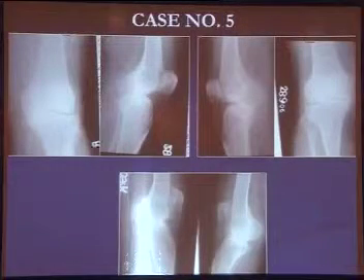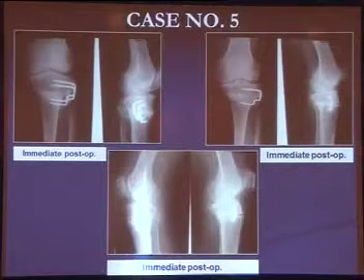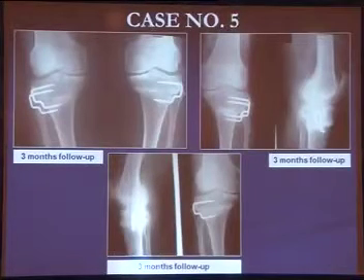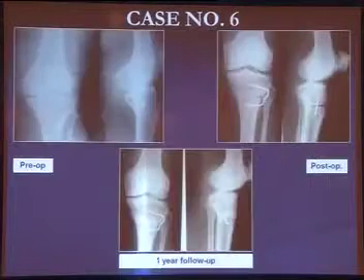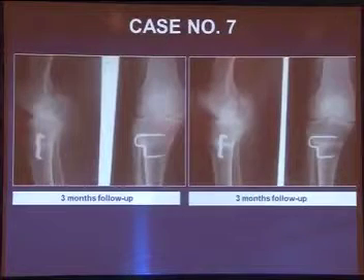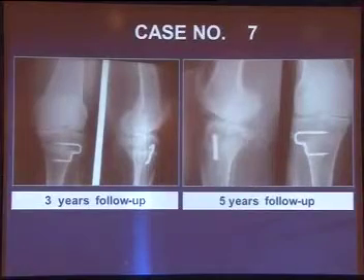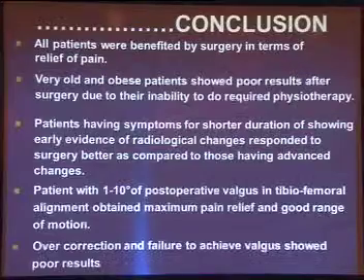Another case, same, varus deformity is there. Staples applied, immediate post-op, 3 months follow-up, medial joint space has appeared. Another case, one-year follow-up, 5 years. The joint space, as you can see, is still there.